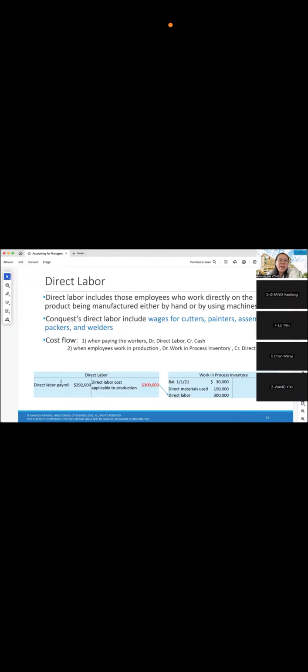And when we are tracking the employees working in production, we are going to credit direct labor and debit WIP inventory. So as you can see, WIP inventory reflects the total cost being incurred when we are working on manufacturing these products and services. And WIP simply means that it is still in progress and has not been completed.